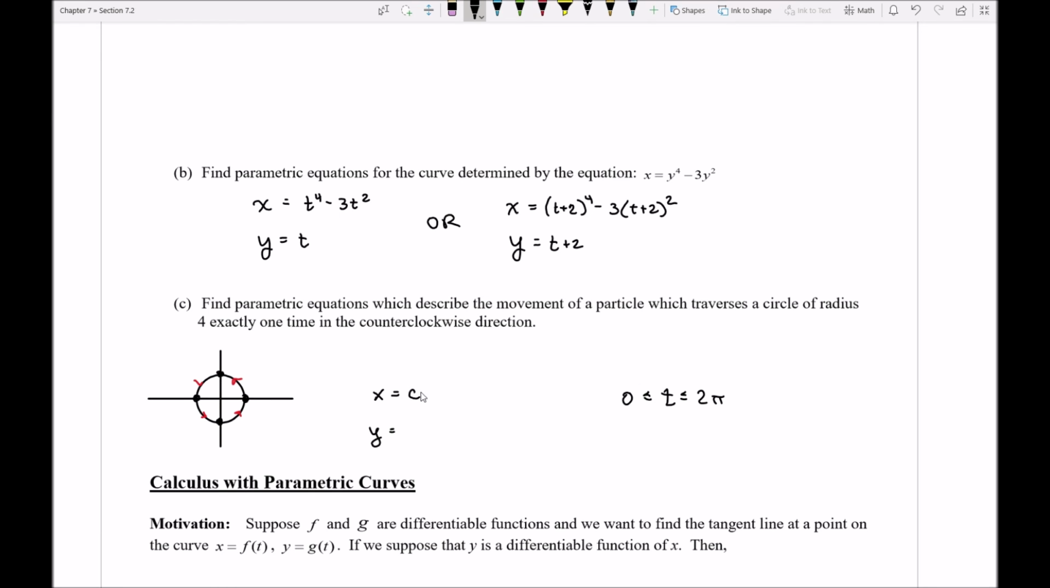Well, for my x value, I might choose something like a cosine of t, because notice that when I plug in 0, I get a 1 for an x coordinate, and then I could imagine plugging in something like pi over 2 and getting an x coordinate of 0 and slowly moving around. For my y coordinate, I could do something like the sine of t, and you could double check that if you were to type this into the calculator, it does indeed graph a circle being traversed in a counterclockwise direction.